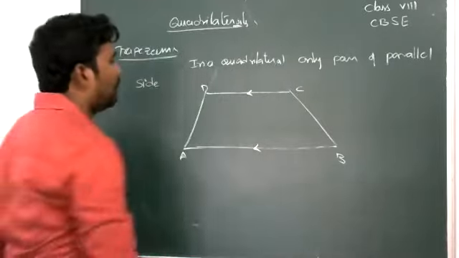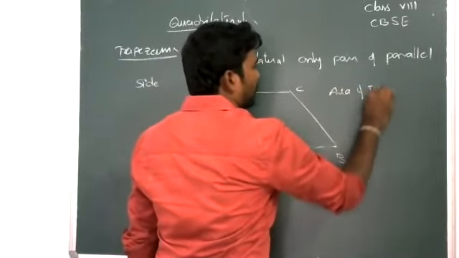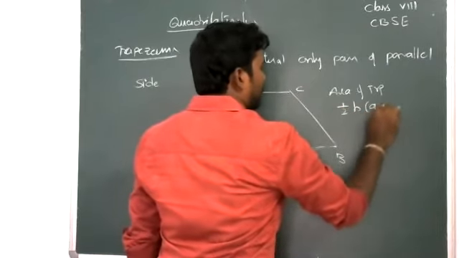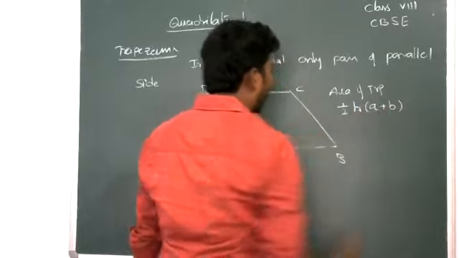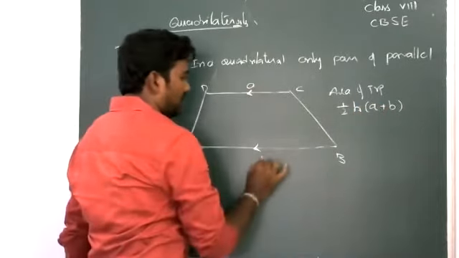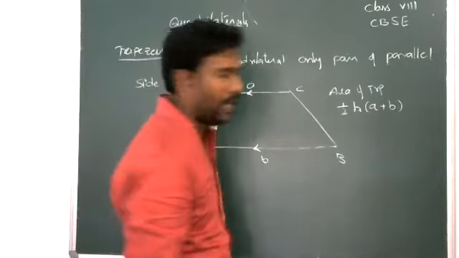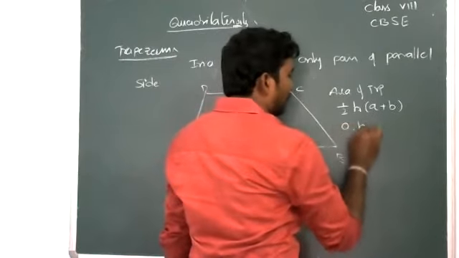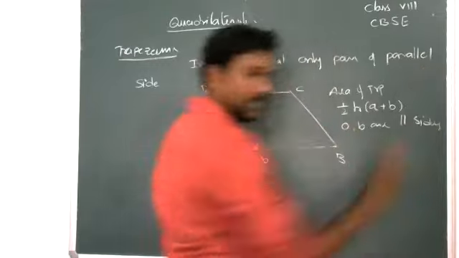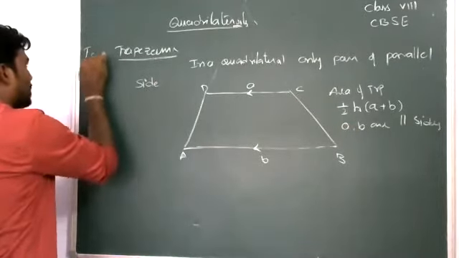Then what is the area of trapezium? Area of trapezium is equal to half into height into (a plus b). Here a and b are the parallel sides. Is it clear? Now we come to the isosceles trapezium.